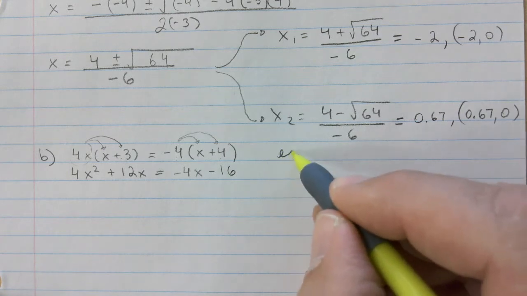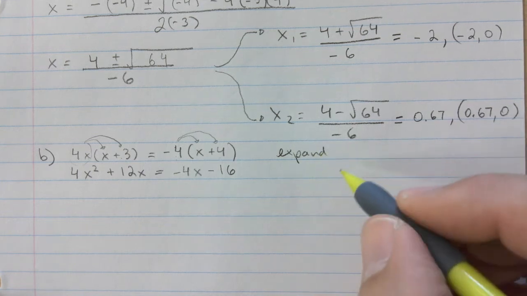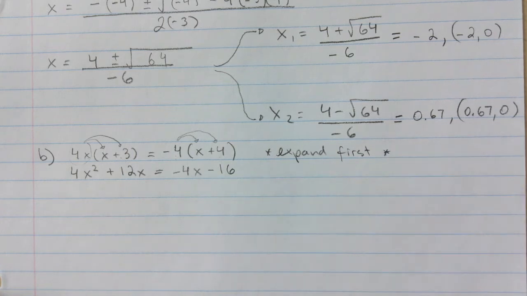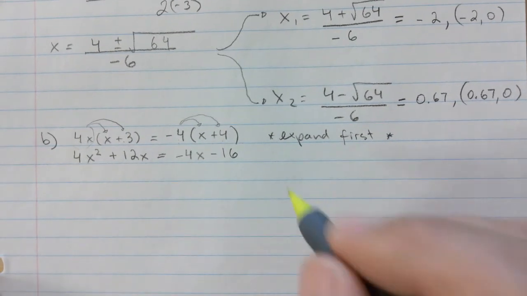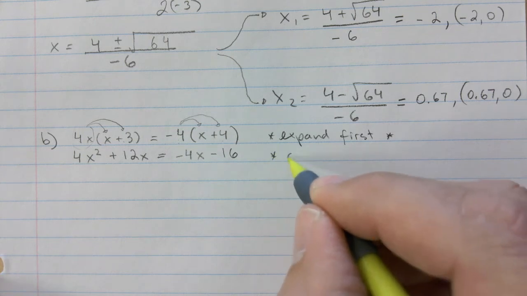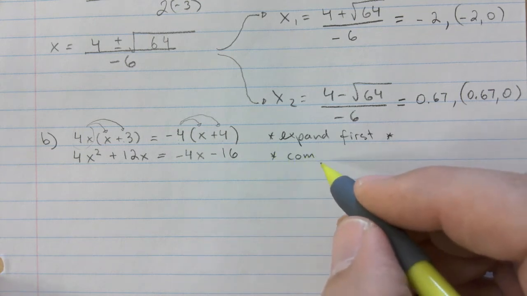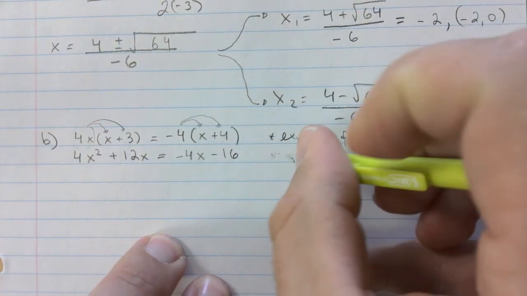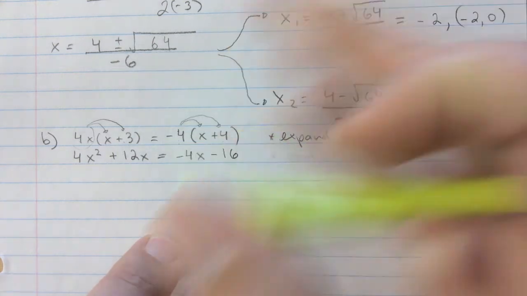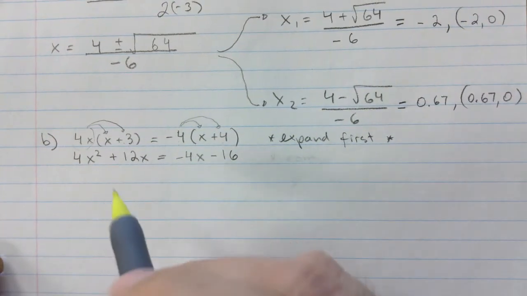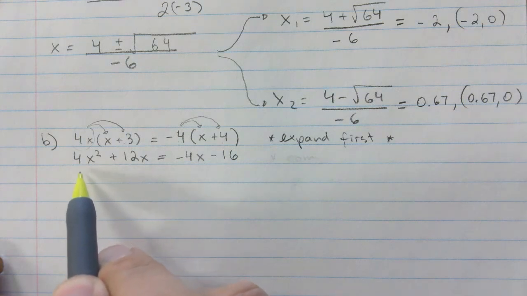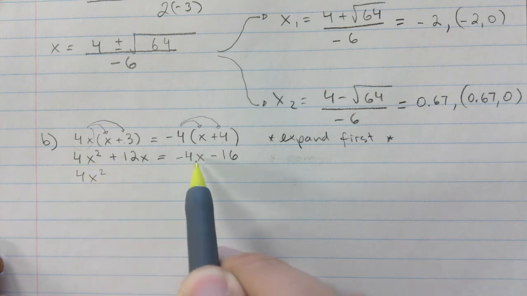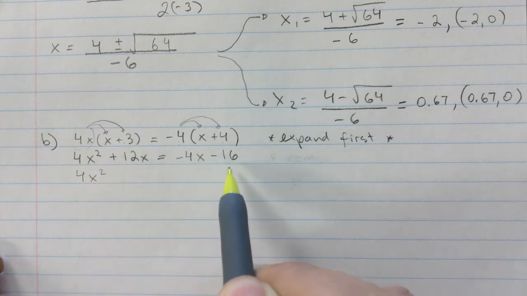So expand first, right? Then we combine like terms. Actually, I'll just leave it like that because you should know what to do at this point. Don't want to say something later, it's not quite right. So anyways, you have 4x squared already here, and then you look at the other side, there's no x squared term anywhere. So you just leave it.